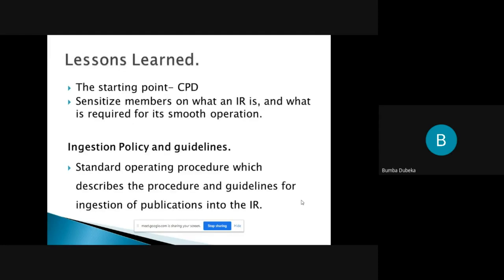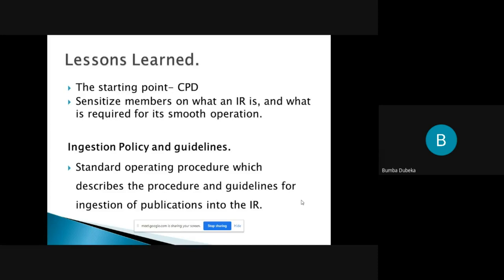So during the process of our implementation, there are a lot of lessons that we learned, and I must say this is still work in progress for us. But as we have been going on, there's been a lot of lessons that we've learned, and would like to share those lessons. If there's anyone who's thinking of beginning a repository, these lessons would be a good starting point to implement an institutional repository.